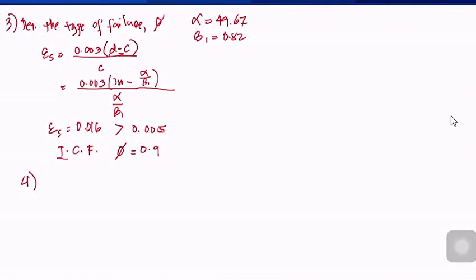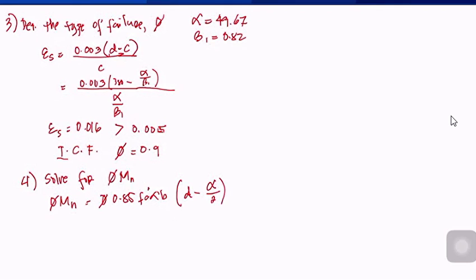So we can now solve for phi Mn. So phi Mn equals phi 0.85 fc prime alpha b (d minus alpha over 2). Or you can use the formula if yielding, phi Mn equals phi As Fy (d minus alpha over 2). So what is Mn or what is phi Mn?